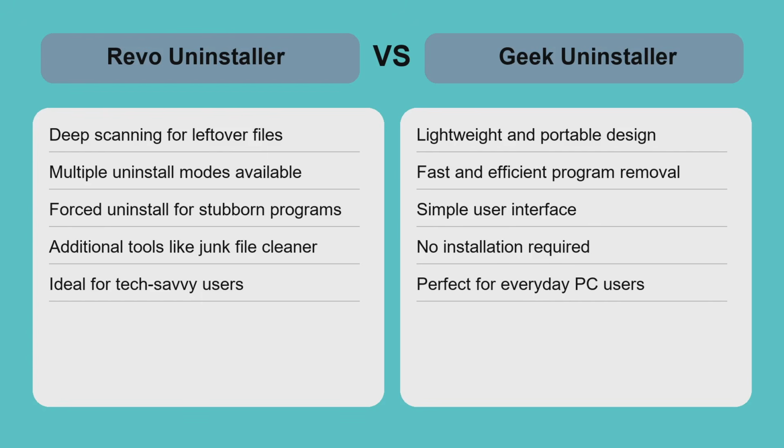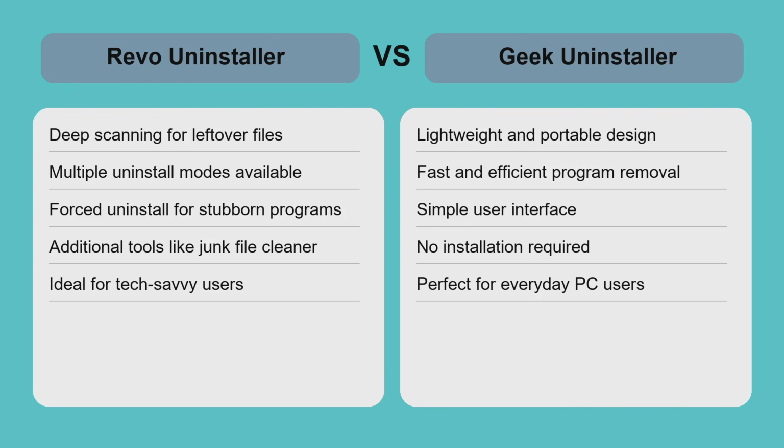Comparing Revo Uninstaller and Geek Uninstaller reveals clear trade-offs. Revo excels in thoroughness, offering deep scans and extra tools that help keep your system clean beyond just uninstalling software. This makes it perfect for power users or those dealing with stubborn programs. Geek Uninstaller, on the other hand, prioritizes speed and simplicity with a portable design that requires no installation. It's ideal for quick removals and users who want straightforward functionality without additional features.